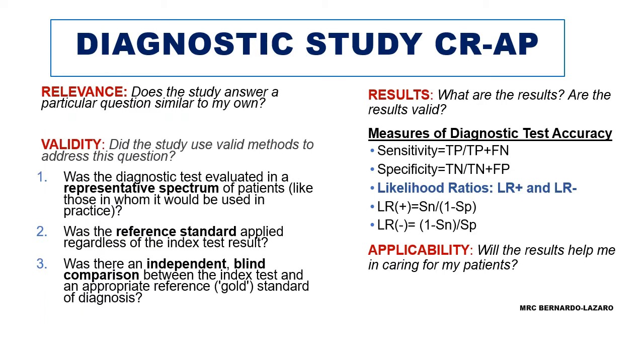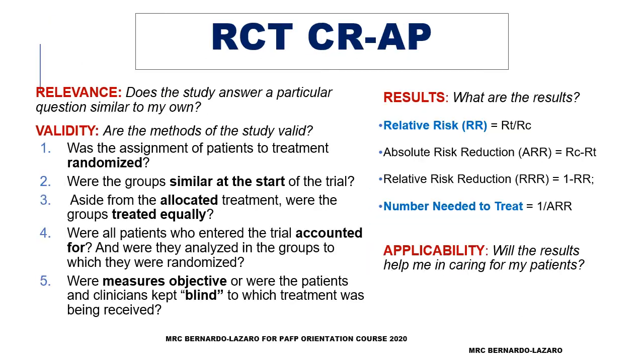Again, these are some of the things you have to remember in critical appraisal of a diagnostic study. For randomized controlled trials, you should note that the assignment of patients should be randomized, thus the name randomized controlled trial. Aside from allocated treatment, both treatment and control arms should be treated equally. All patients who enter the trial should be accounted for at the end of the study, so we look at either follow-ups or intention to treat analysis. And finally, measures should be objective and patients and clinicians are kept blind about what intervention was received.